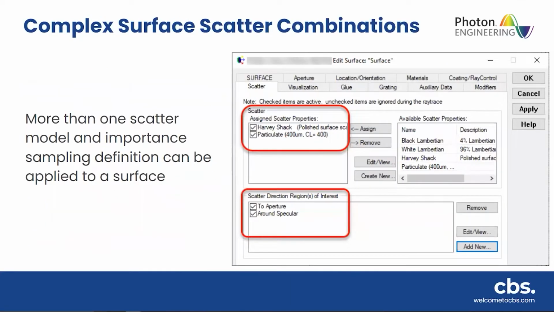But the other feature that Fred has that makes it quite suitable for Straylight is the fact that we can mix and match scatter functions and importance sampling definitions as well. So we can have more than one scatter model and more than one importance sampling definition applied to a surface. So this screenshot here has a Harvey-Shack model for a polished surface, but also has a particulate Mie scatter model applied as well for particles of a 400 micron size. And then in terms of directions to scatter to, we can pick different directions as well and encourage light to go in places which are interesting for us.